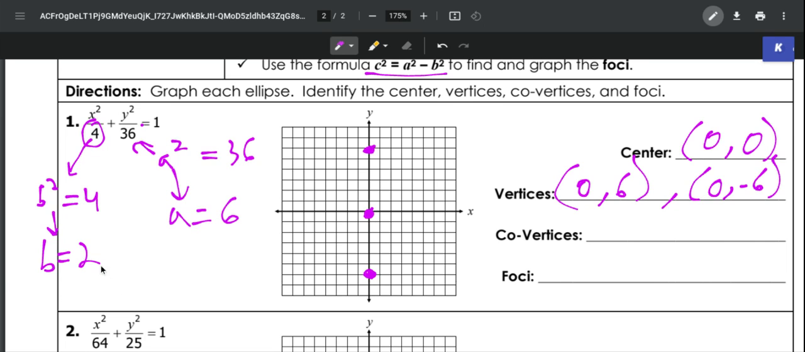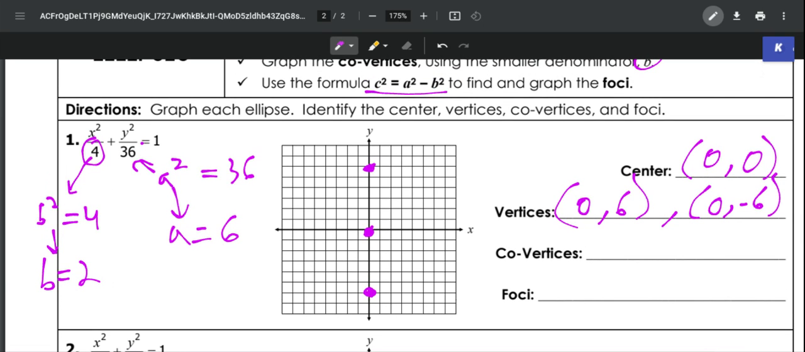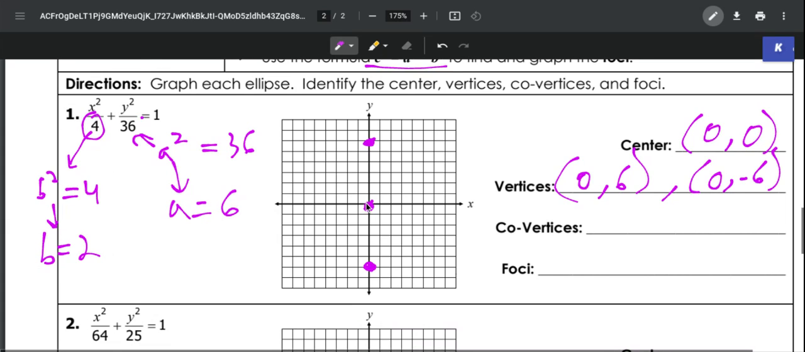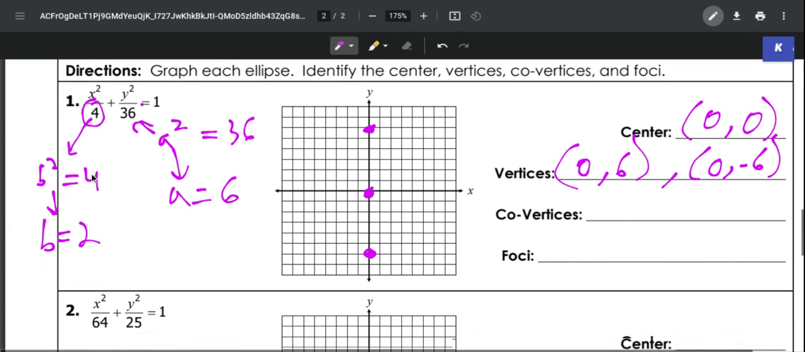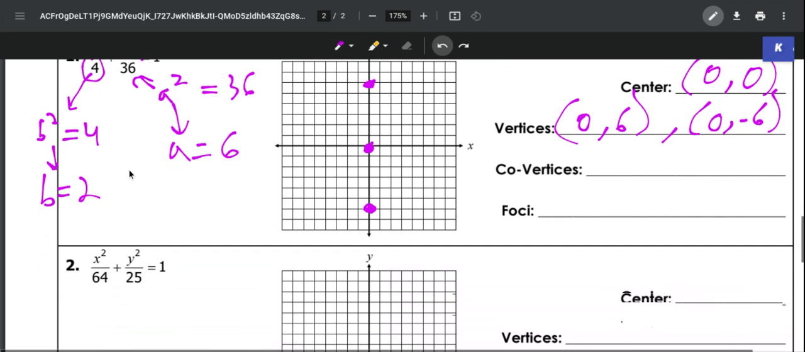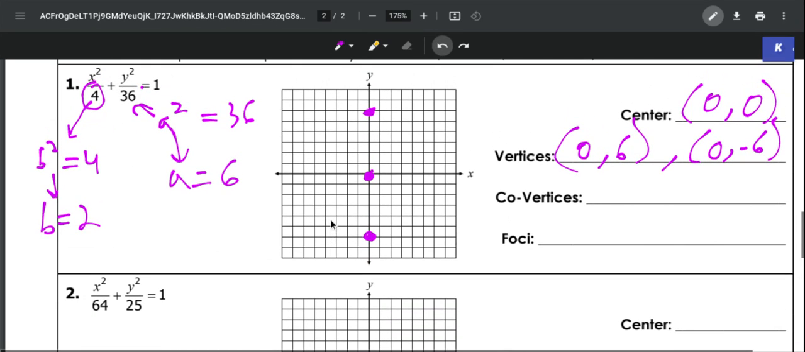We're going to use that because if you remember, we said our co-vertices were plus or minus b units from the center. So since it's under our x term here, we know that we're going to count right or left 2 units, and those will be our co-vertices. And we're counting from the center. So we're going to start at the center and go 1, 2. That would be right here.